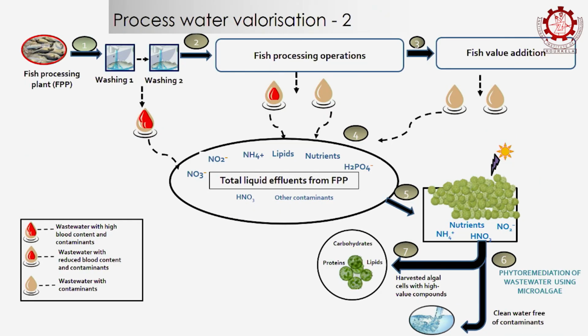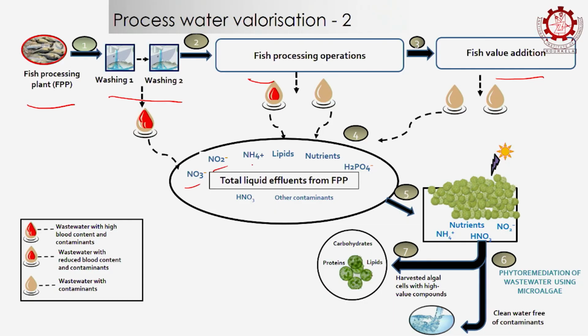Now, this is another one, fish processing plant, different wash water. This is having more specific details. The previous one was on a bigger figure, and as scientists we have a tendency to complicate things, so this one is a bit complicated in what you get out of it. Yeah. Fish processing operations and fish value added products.